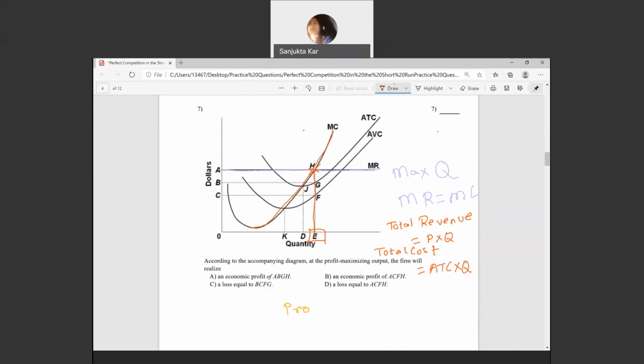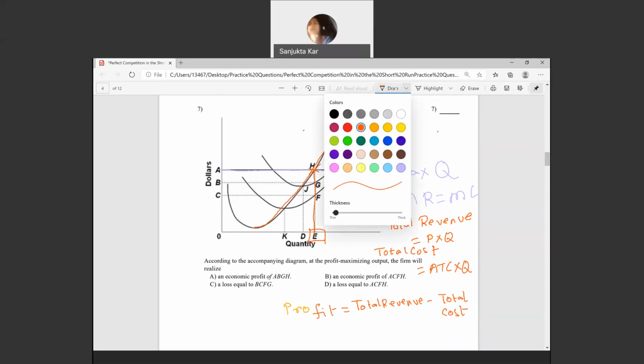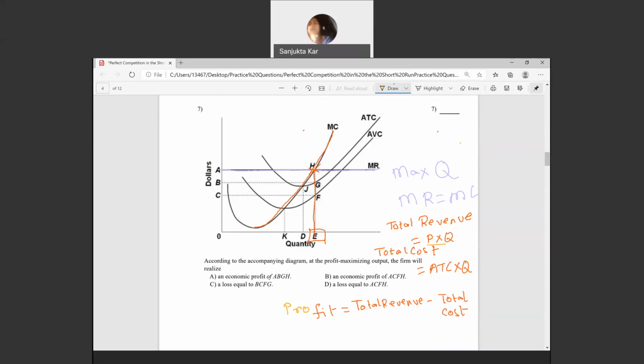Now question number 7 is tricky. Here they're asking you to find the profit graphically. The profit is defined as the total revenue. From that we subtract the total cost. So total revenue, I wrote down the definitions here. This is equal to price times quantity. Total cost is average total cost times quantity.